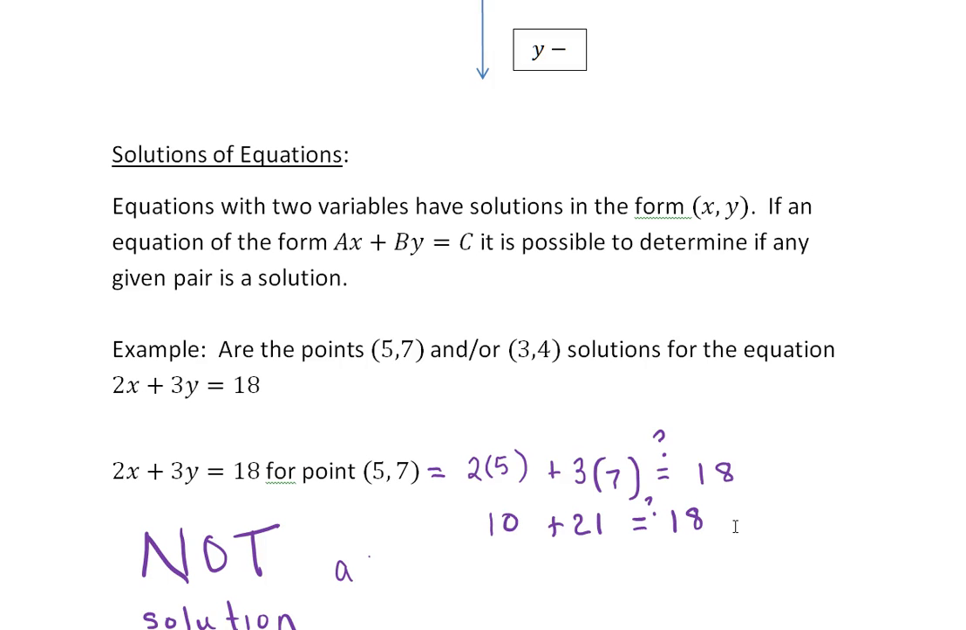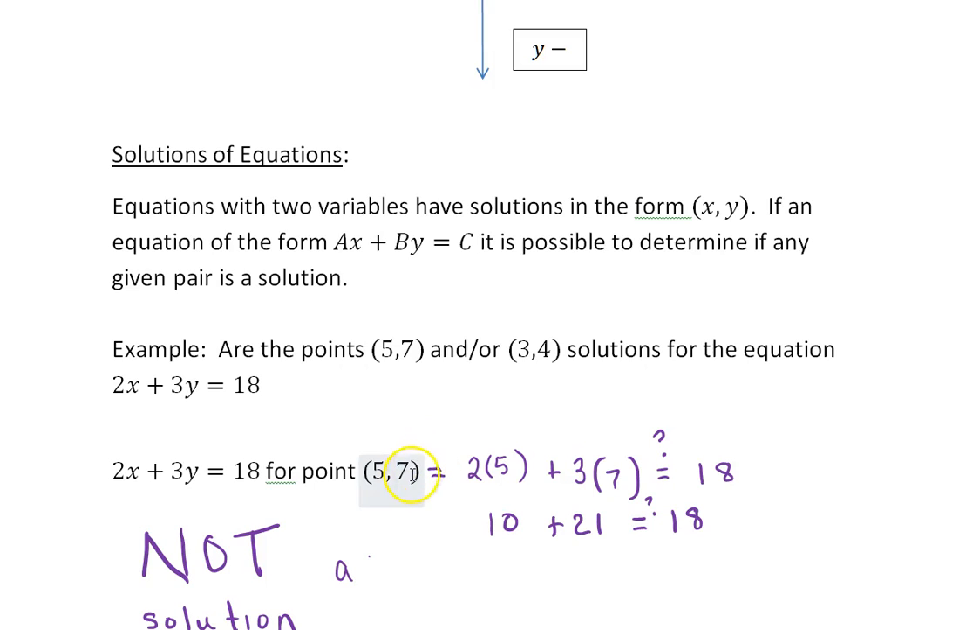When we're asked to find a solution for an equation, we have two variables that have solutions. If we're given a value and we're asked whether it's a solution, we use that value to plug into the equation ax plus by equals c. If it is a true statement, then it is a solution to the pair.